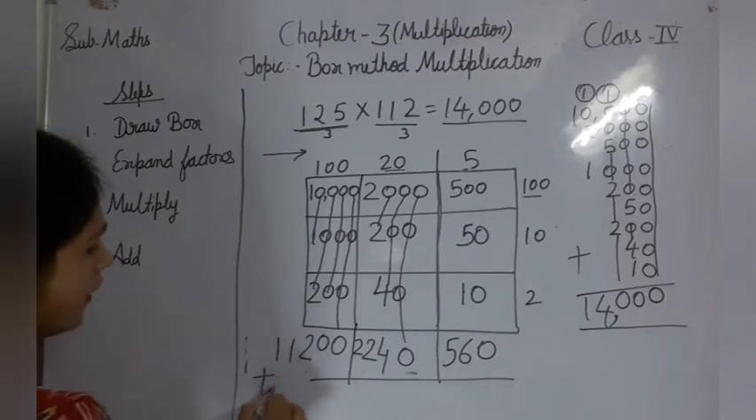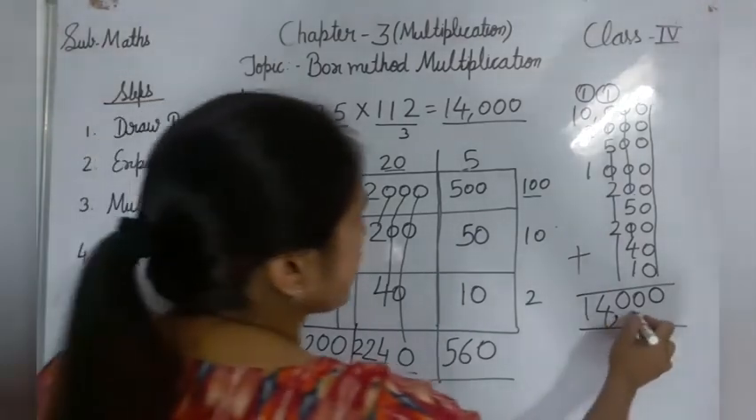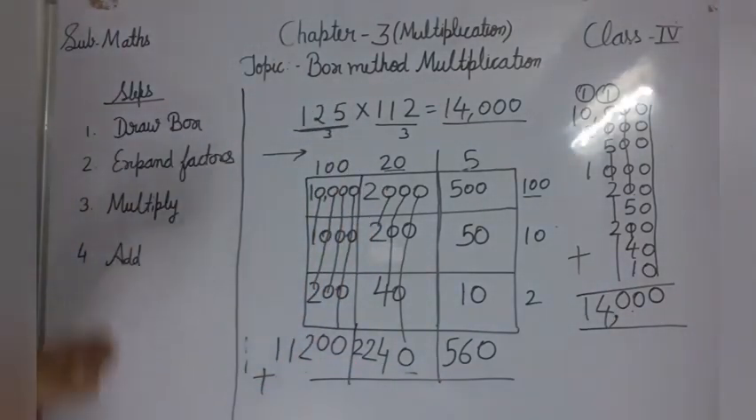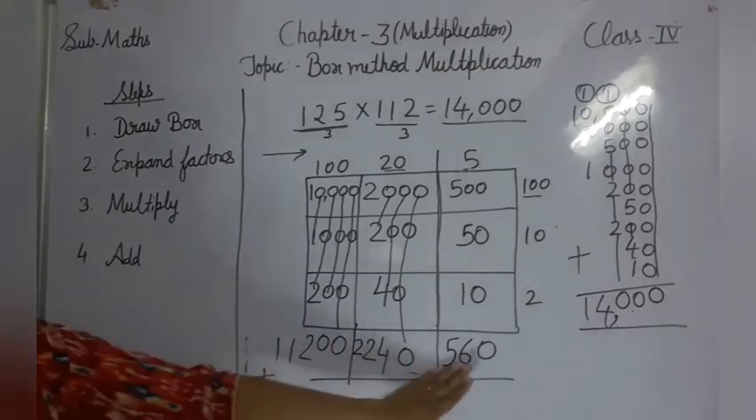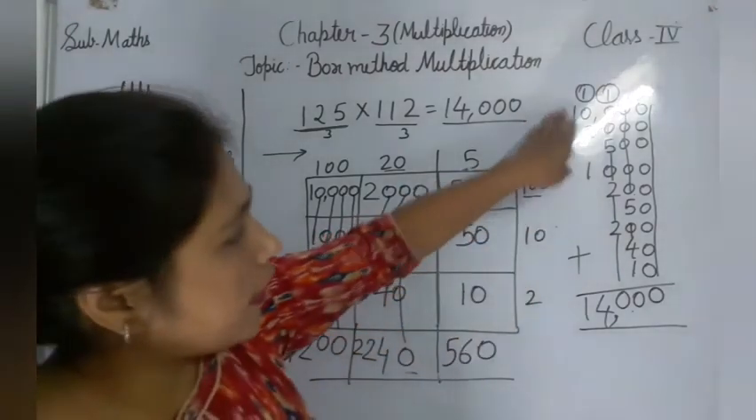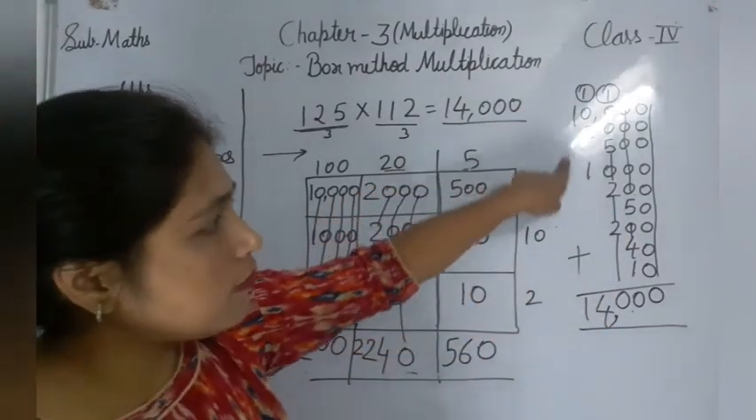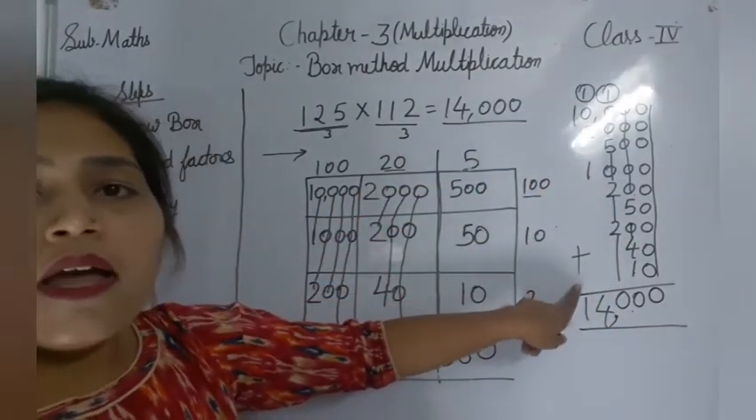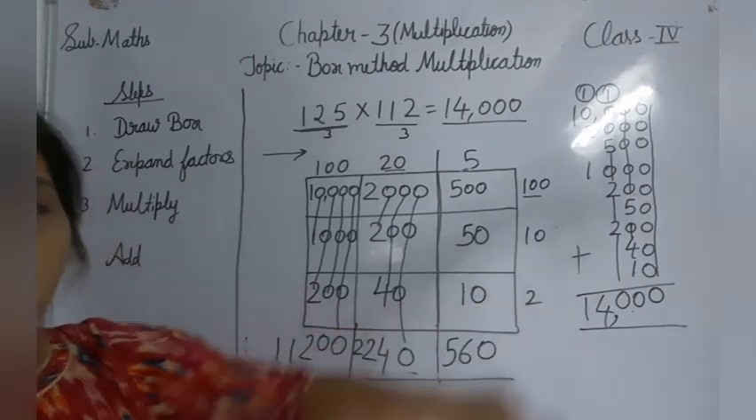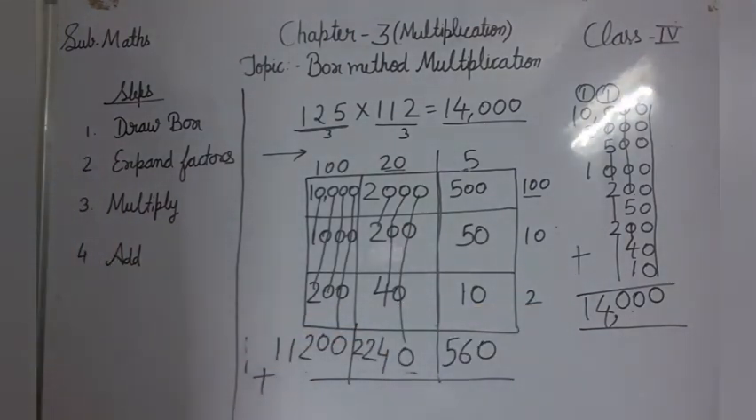Now if you add them, you will get the same answer. Okay. So if you want to do it like this, you can add it like this. If you want to add like this, you can add this. So I will prefer this method. This will be easy for you and it is a correct method. Okay. So now let's see the next one.